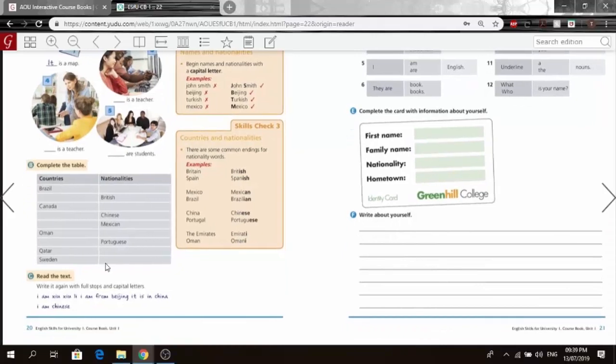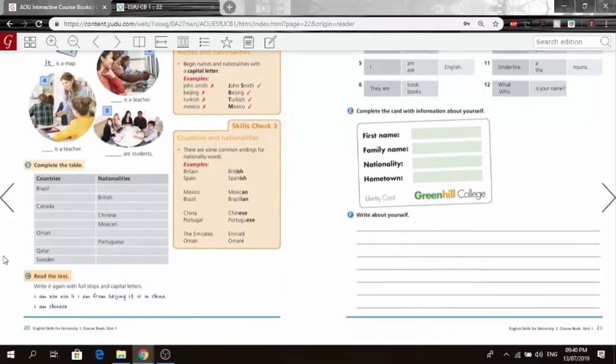Okay, so just a quick read of the text here on exercise number 3, C. Write it again with full stops and capital letters. So basically, at the beginning of every sentence, it always starts with a capital letter, right? And the name of a thing, a place, a person, they all start with a capital letter. So I will be capital, right? China is a place, so capital. Beijing is also a place, so B capital.